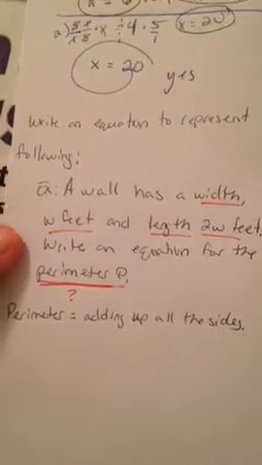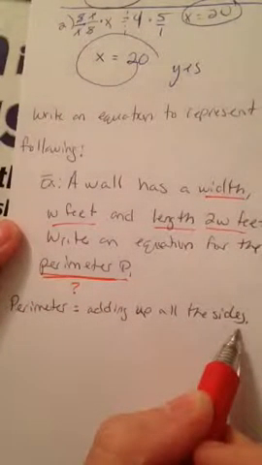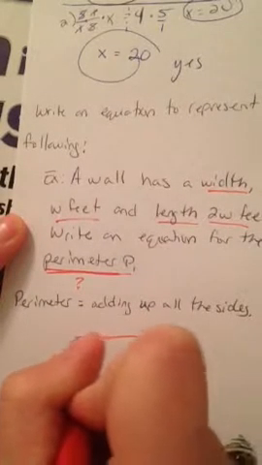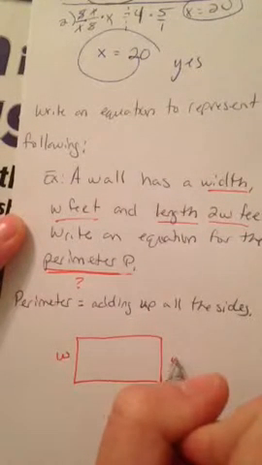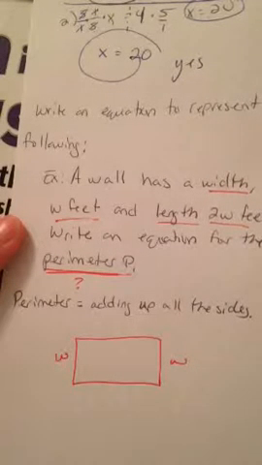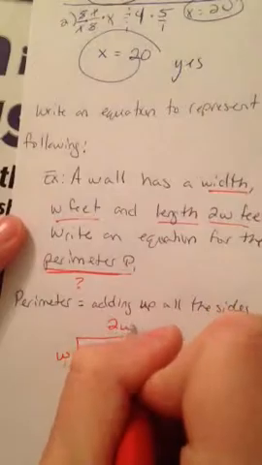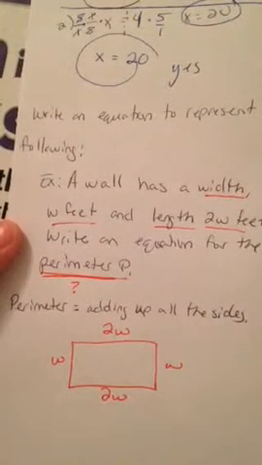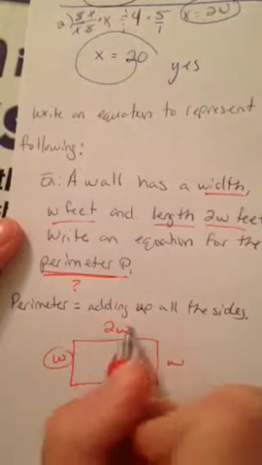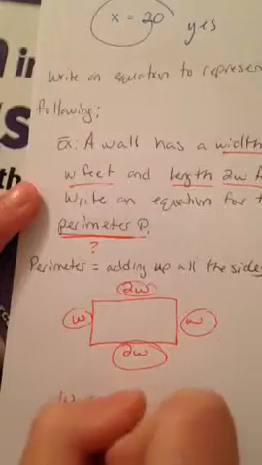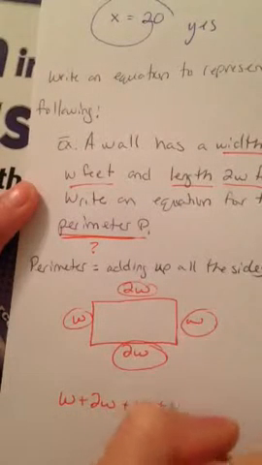So the first thing I'm going to do is remember perimeter means I'm adding up all the sides. And then I'm going to draw a nice little picture here. So my width is w, so that means this side is also w, because I know in a rectangle those sides are equivalent. And then my length is 2w. Okay. So perimeter means I'm taking this side, plus this side, plus this side, plus this side. So I have w plus 2w plus w plus 2w.